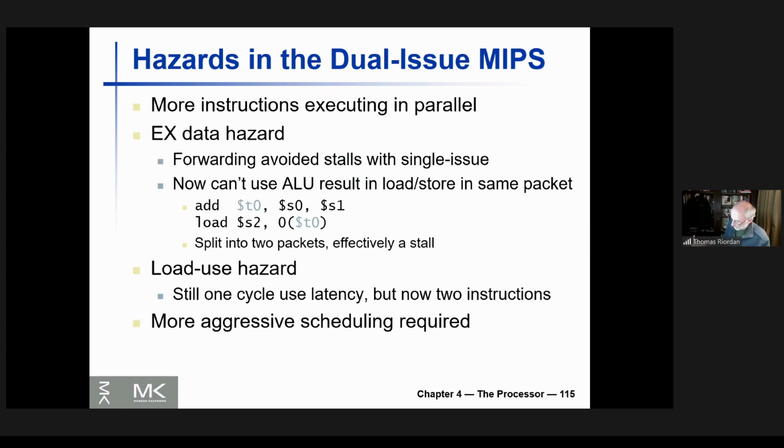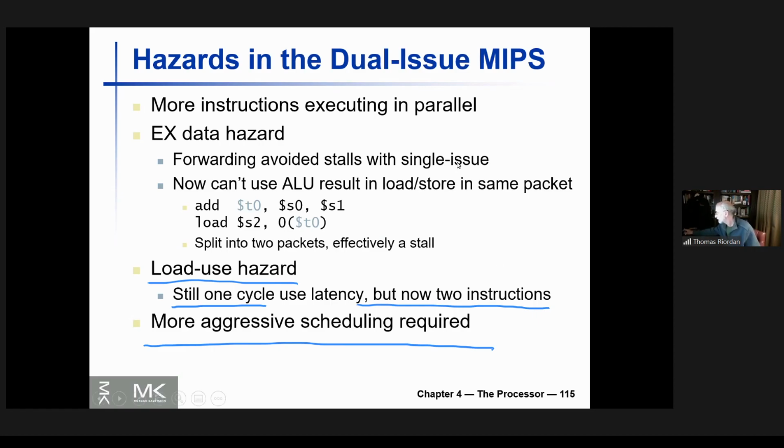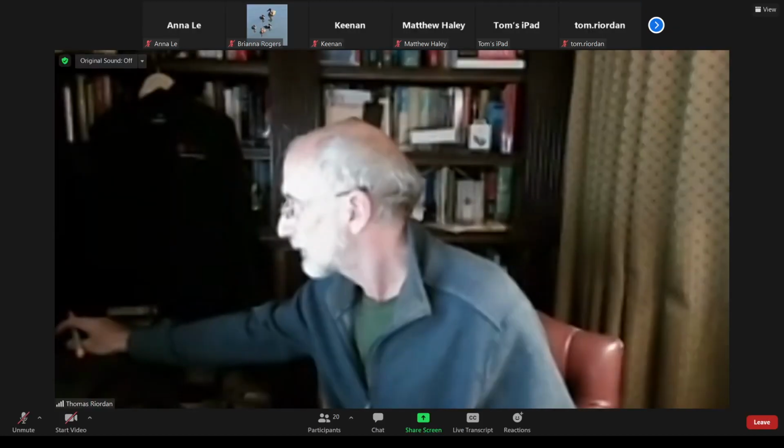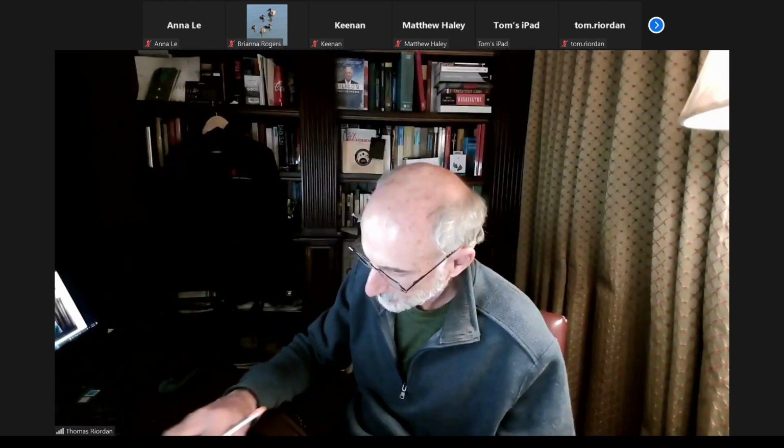So here's the big problem that we're going to have immediately: before, remember, we had a load to use of 1 cycle. So the load to use hazard, it says here it's still 1 cycle, but it's 2 instructions. So it says more aggressive scheduling required. So let's go off and just briefly make sure we understand what the problem is here, because this is a really important point. So here's our pipeline.